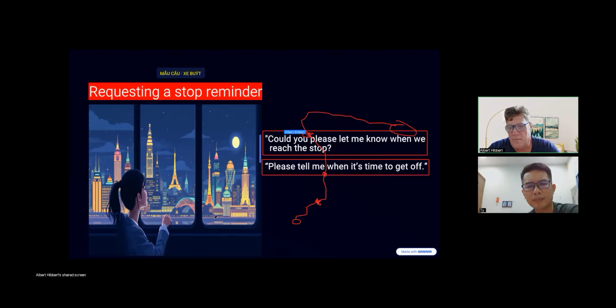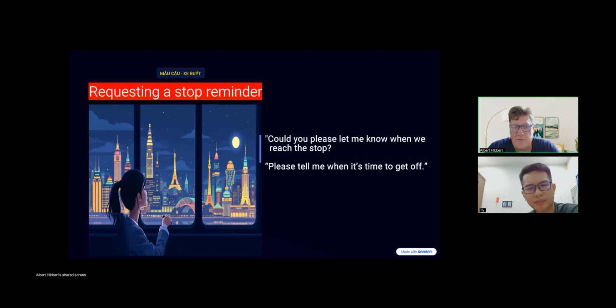So now is the first time that I'm using that bus. I'm not sure where to get off. Now I can ask him, could you please let me know when we reach the stop, when we reach here, where the airport is? Or I can ask him, please tell me when it's time to get off. Okay, so that is when you request a stop reminder. You can ask any of those two questions.